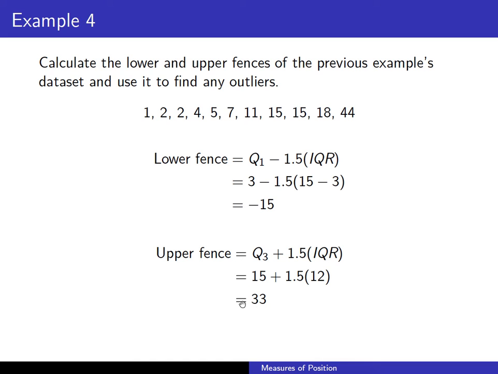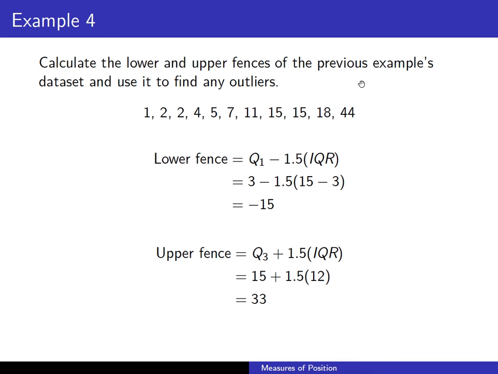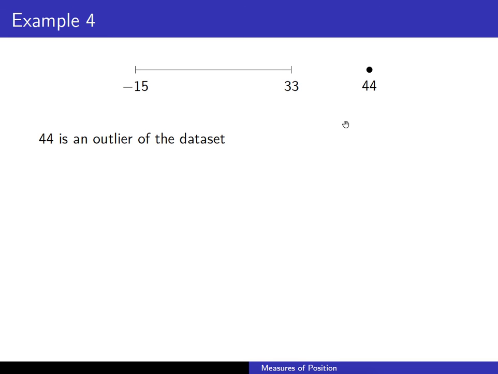So any data value that's outside of this interval between negative 15 and positive 33 in this data set is considered an outlier. So we do have that 44, which is greater than our upper fence of 33. So in this case, 44 is an outlier of the data set. But we have to make sure we check that, because we might have thought a 32 could have been something that may have been outside, but in terms of our interquartile range and lower and upper fences, that would not have been the case.